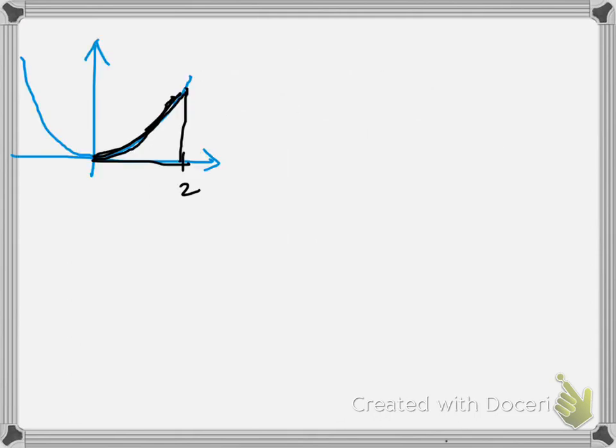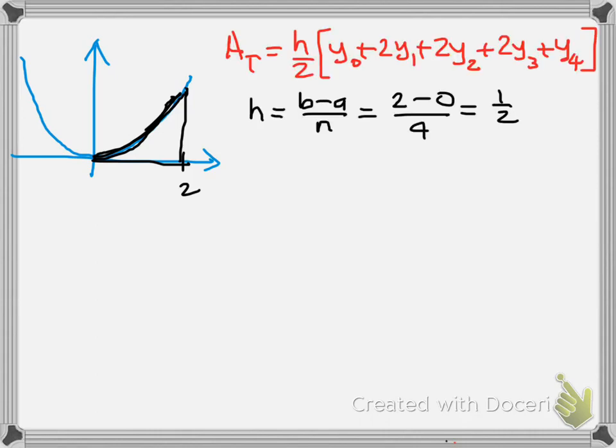First of all, I drew the curve, y equals 2x squared. So that curve looks something like that. And the area you want is from 0 to 2. According to the question, we are supposed to use 4 trapezoids. So the formula for the area under the curve is what we have over there right now.